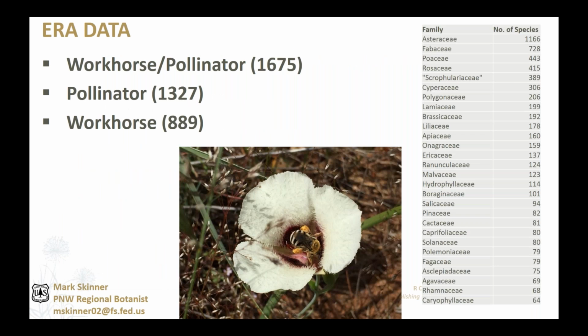Just briefly, about 1,600 workhorse species that support pollinators, about 1,300 that we consider are just specific to pollinators, and then workhorse species where these might be bunch grasses or other species that may not have a lot of pollinator value, but they're still used frequently in revegetation.